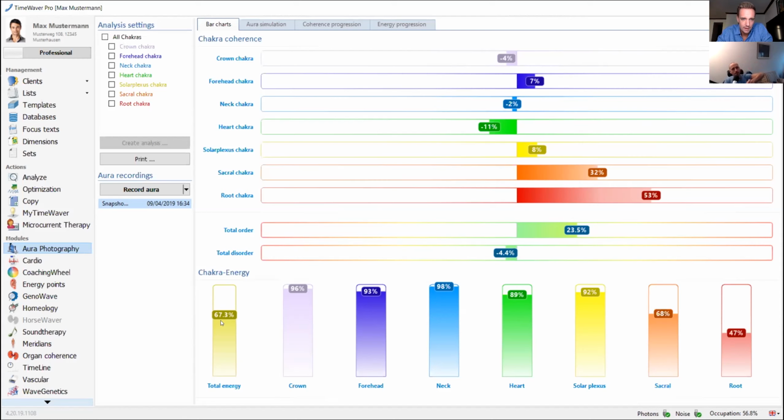So if you would combine, let's say, 96 plus 93 plus 98 plus 89 plus 92 plus 68 plus 47 divided by 7, that would be the average, right? Everybody could calculate that mathematically, but this total energy is a bit more complex. How the value comes up, I can't tell you the exact measurement, but the idea is, even though 5 or 6 chakras are very high, the total energy is relatively low.